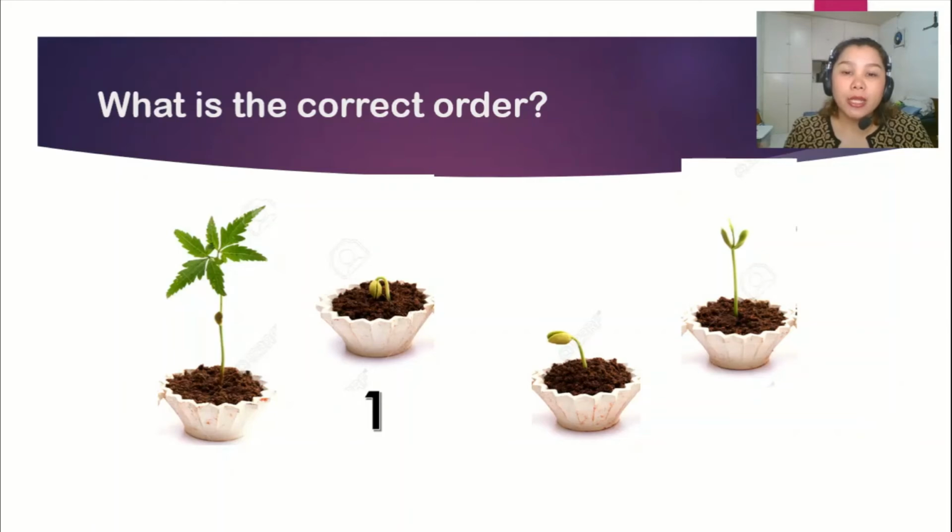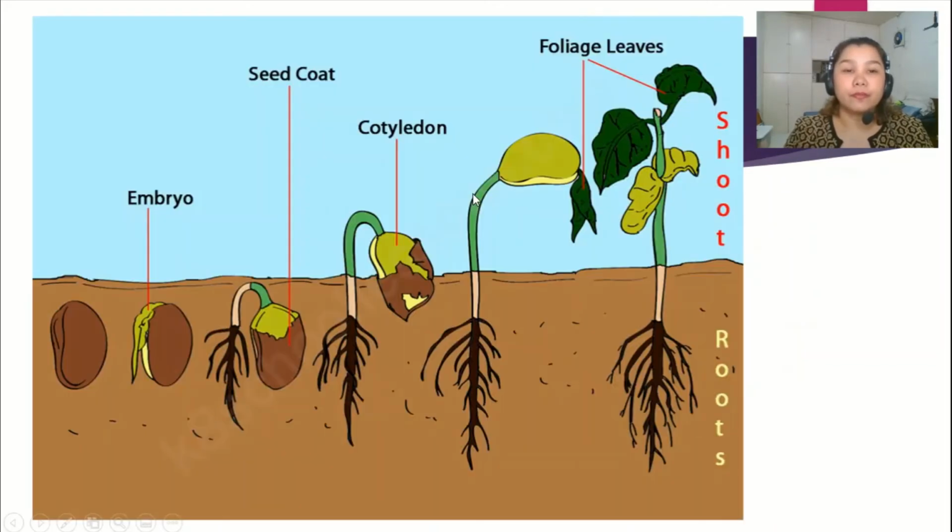What would be the next? The next one will be this. So slowly it becomes taller, and then the next one, it's straight na. And then the last picture, the one with leaves. So if your answer is in this sequence, then you are correct.